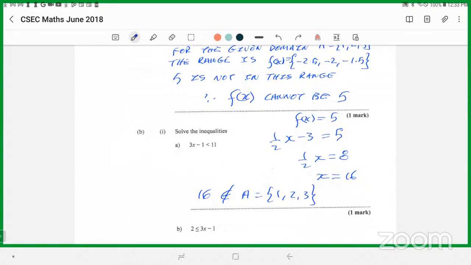Mathematics is the doing subject. You have to do questions.